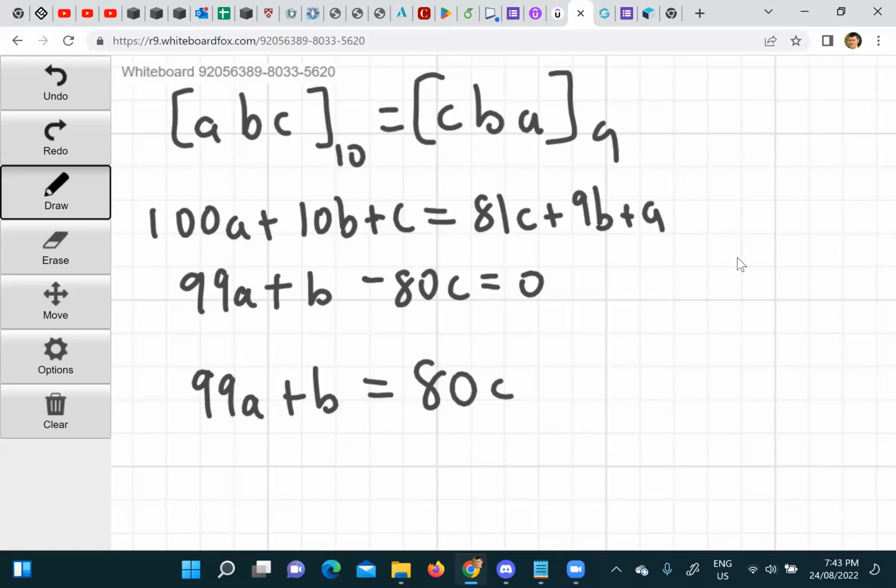So I guess one good thing is we know that 80C has to end in a 0, right? And that means whatever A is, it determines what B is. You know? So like if 99A ended in like a 1, then B would have to be 9. You know?